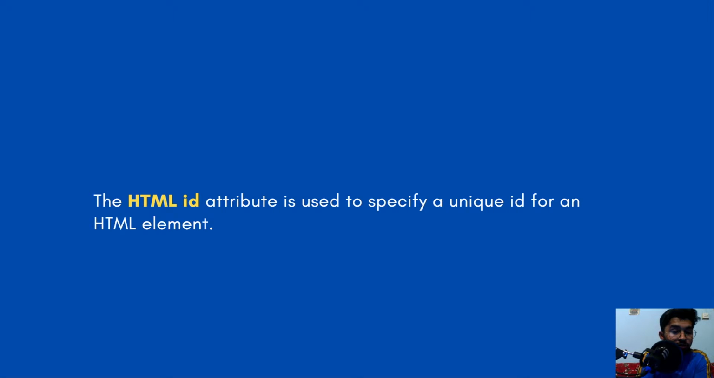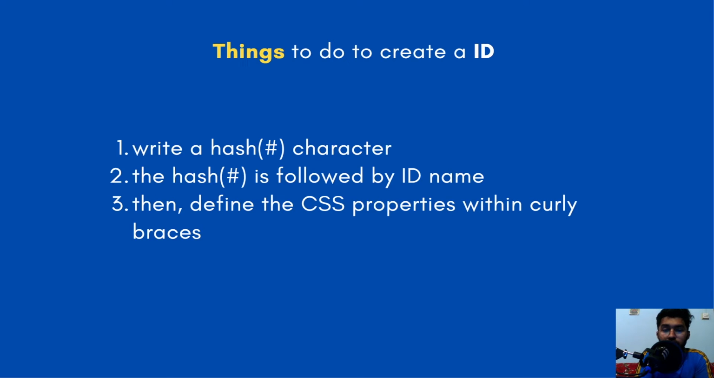So how do we create an ID? Creating an ID is kind of similar to creating a class. All you need to do is start with the hash character, followed by the ID name. Then you define the CSS properties within the curly braces. We use ID with CSS as well as with JavaScript.